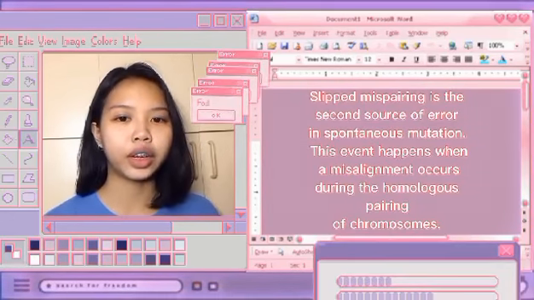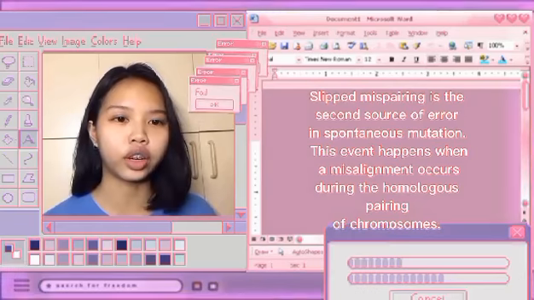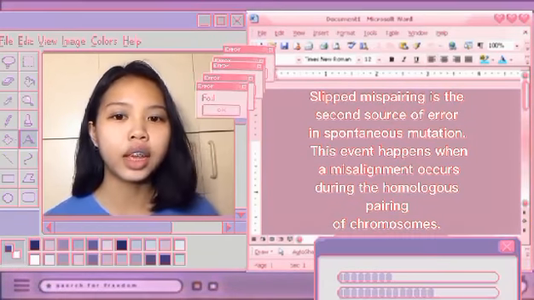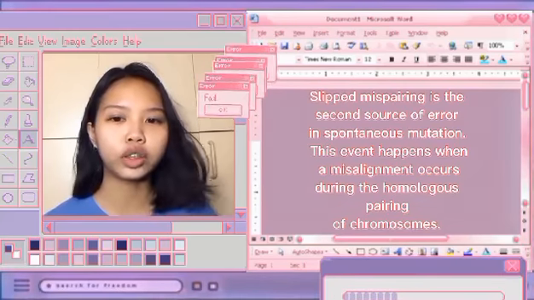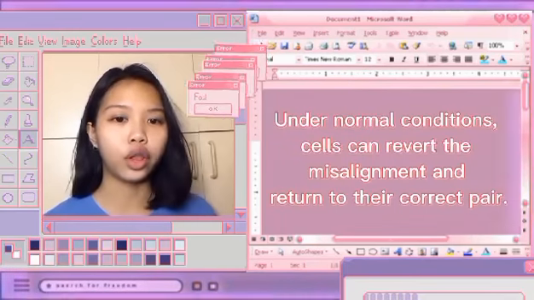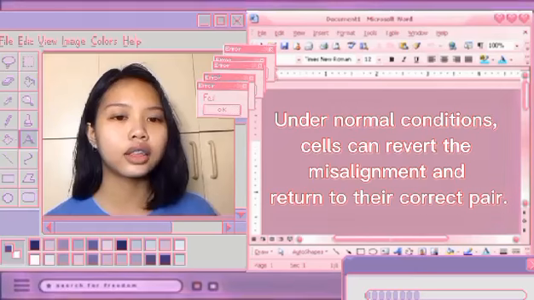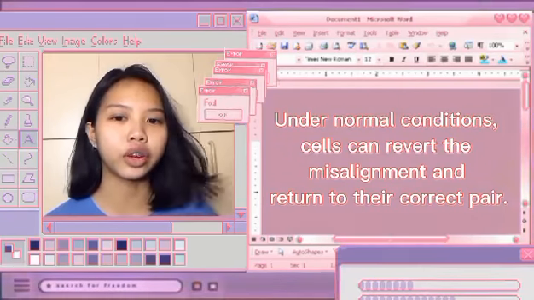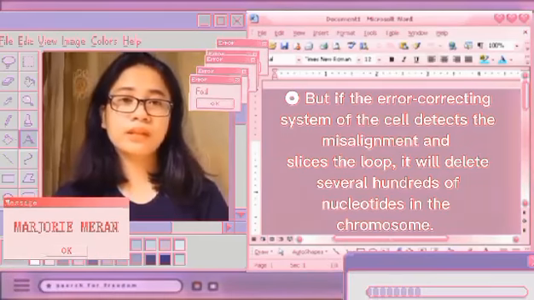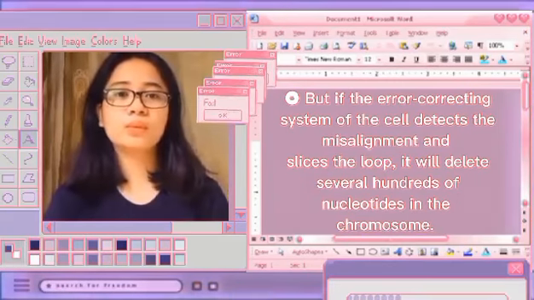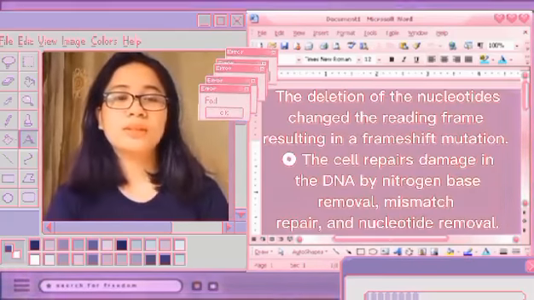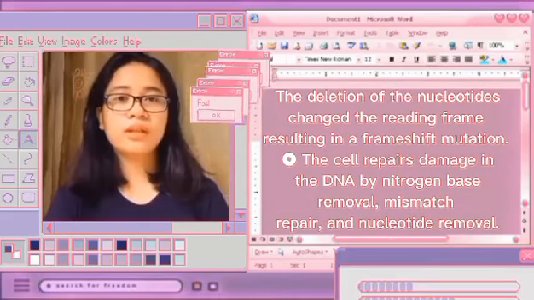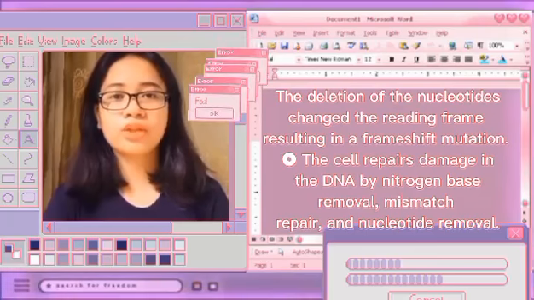Slip mispairing is the second source of error in spontaneous mutation. This event happens when a misalignment occurs during the homologous pairing of chromosomes. Under normal conditions, cells can revert the misalignment and return to their correct pair. But if the error-correcting system of the cell detects the misalignment and slices the loop, it will delete several hundreds of nucleotides in the chromosome. The deletion of the nucleotides changes the reading frame, resulting in a frameshift mutation.